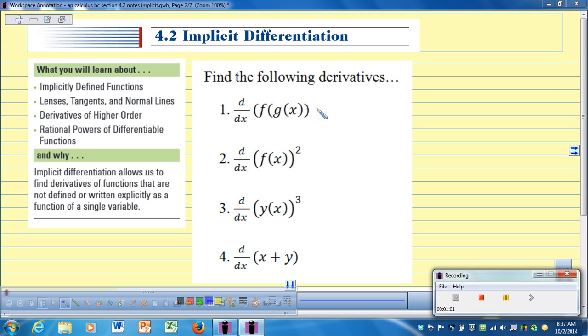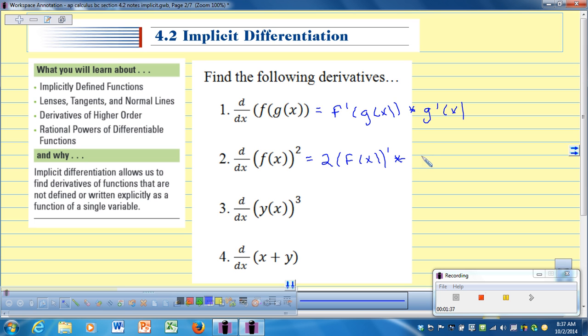Okay, someone tell me how to take the derivative of the first one? F prime of g of x times g prime of x. Good. Next one? Fred, try that one. That one you asked me about. 2 times f of x, we leave that alone, to the first times good, f prime of x. Perfect. All right, how about this third one?